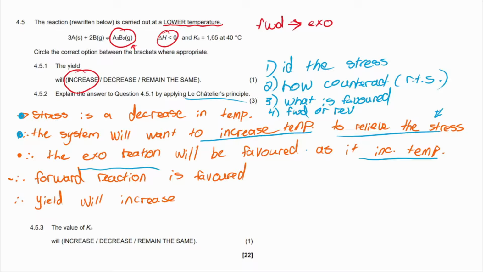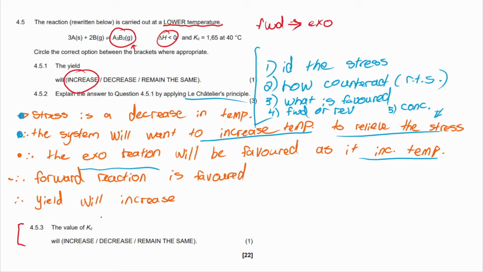Okay, so it's linked to the stress. Then we said the forward or reverse is favored, and then 5, we make a conclusion. So this is the process for Le Chatelier's. Then 4.5.3, just down over here, it's a bit hidden. They say the value of Kc, will it increase, decrease, or remain the same?